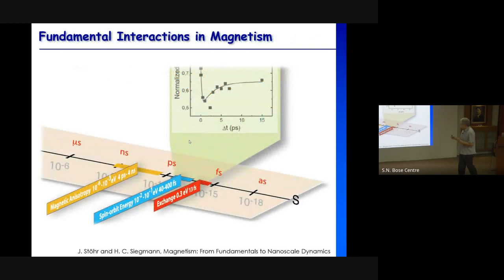On the time scale, we can go a little bit to the energy. That's the time-energy relation. We know magnetic anisotropies are 10 to the minus 6 to 10 to the minus 3 electron volt. That's the picosecond, nanosecond scale. That's what we typically have, the precession. Spin-orbit energy is already in the higher femtosecond time scale. With exchange, we are really at about 13 to 15 femtoseconds. So, to really understand how fast we can do it, the only possibility to study that is with lasers.